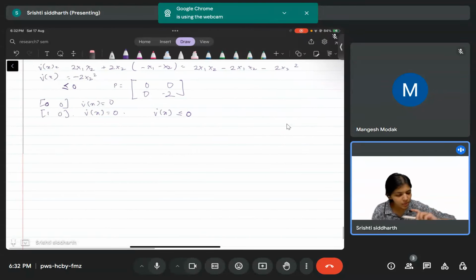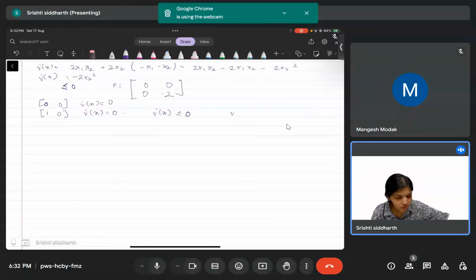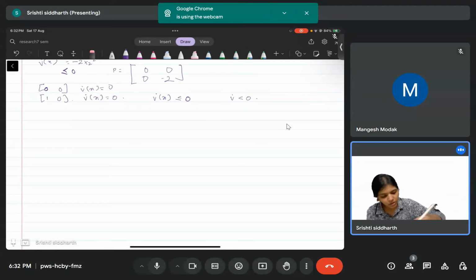So to determine stability, what we require is that V dot should be strictly less than zero. As you were pointing out, maybe we can use some other Lyapunov function. So there is one other choice, which is again x1 squared plus x2 squared, with a half.